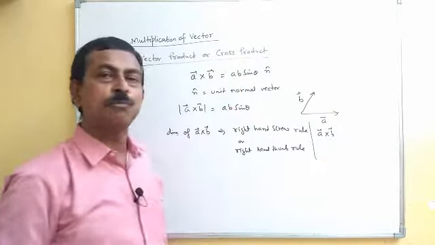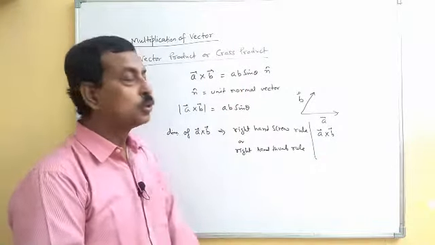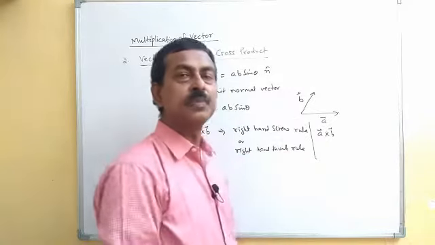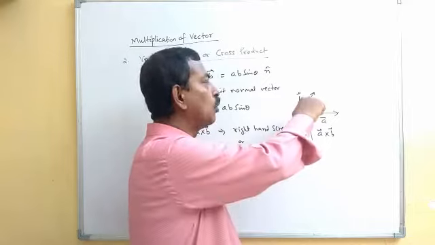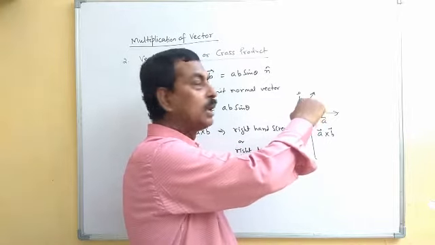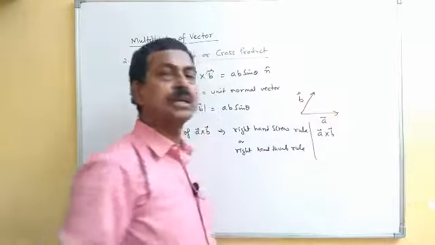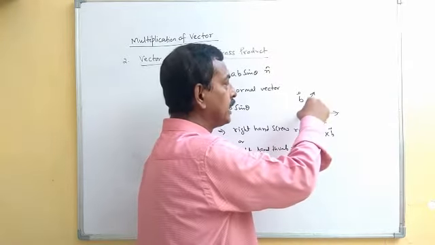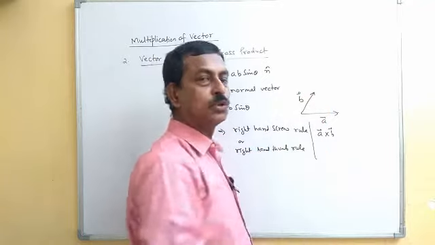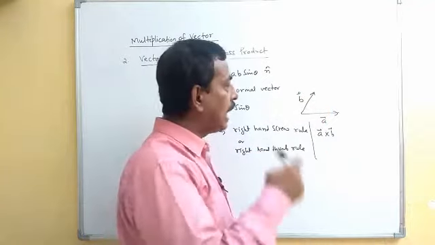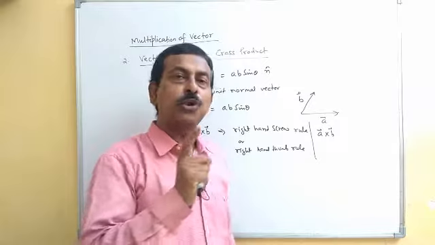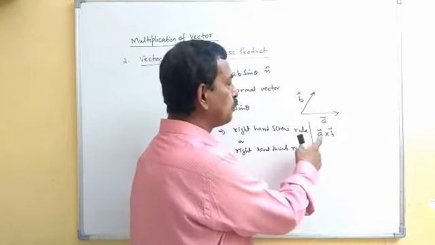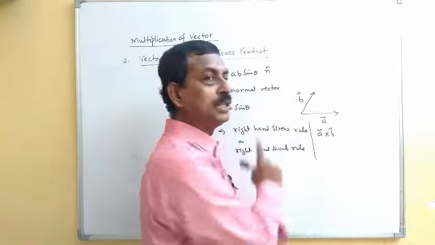Magnitude, we can get it by AB sine theta. To find the direction of A cross B, we assume as if we are holding a right-handed screw perpendicular to the plane containing vector A and B. So we hold it in a direction perpendicular to the plane containing the two vectors A and B, and we rotate it from first vector to second vector. So it will be rotated from first vector, that is A, to B.